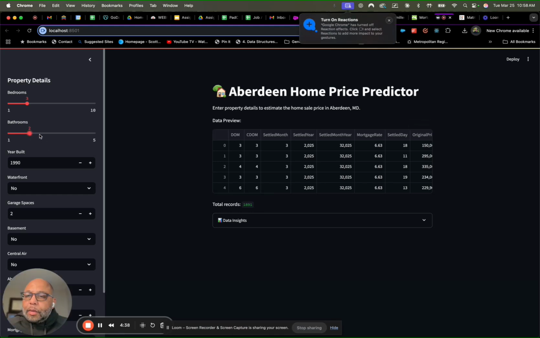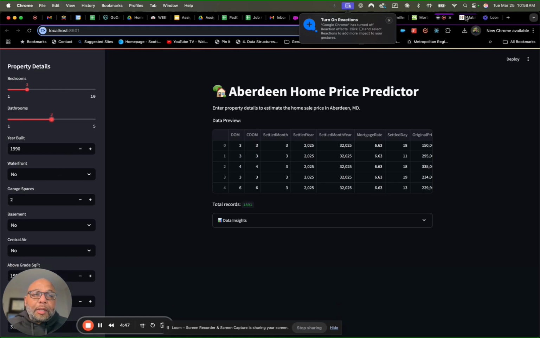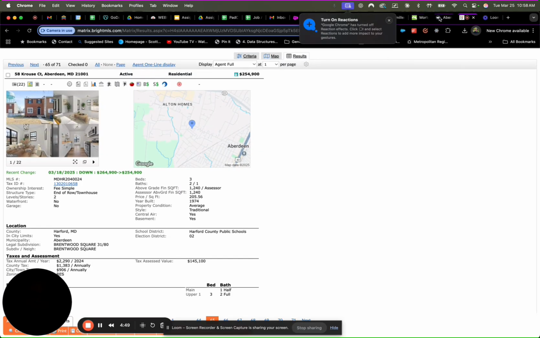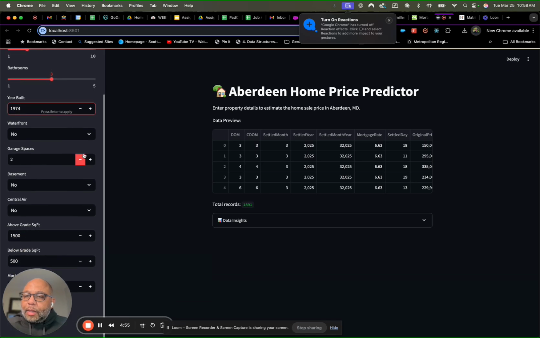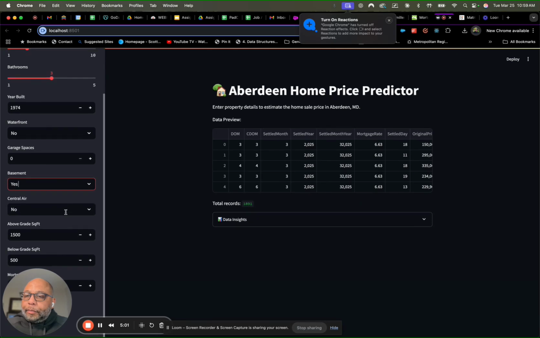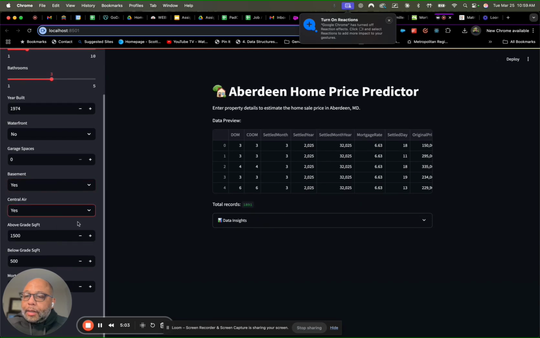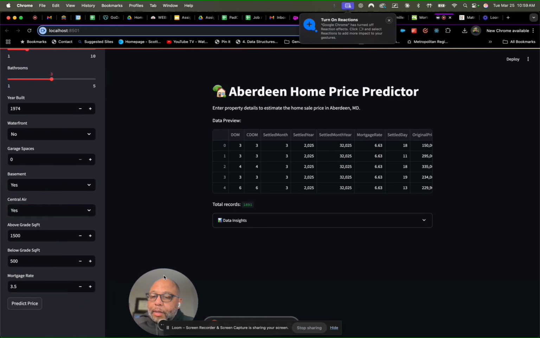All right, 3 bedrooms, 3 baths. I also have to split out full baths from half baths, so that's another thing I have to improve on in the next iteration. This was built in 1974, so the model doesn't like older homes either. But let's see how it does. No garage. Basement, yes. Central air, yes. Most of these places do have central air.